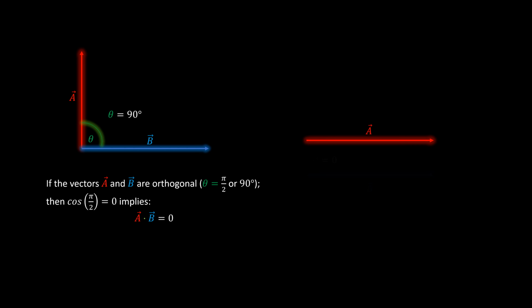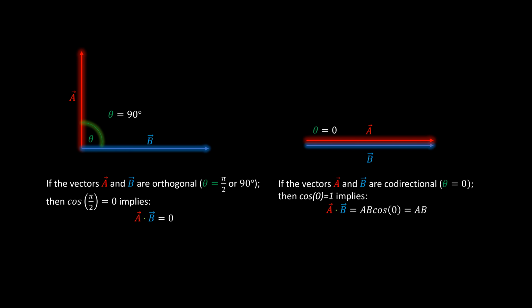If the vectors A and B are codirectional or collinear, theta is 0 and cosine theta is 1, which implies that the dot product between vectors A and B is the product of only their magnitudes. The product of a vector with itself gives the square of the magnitude of the vector, because the same vector is codirectional.